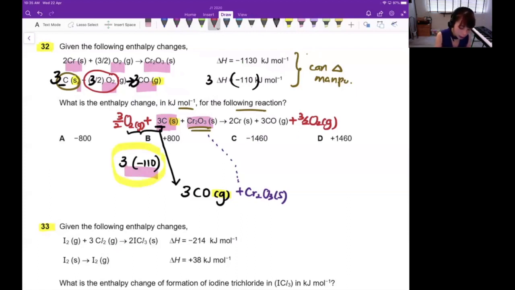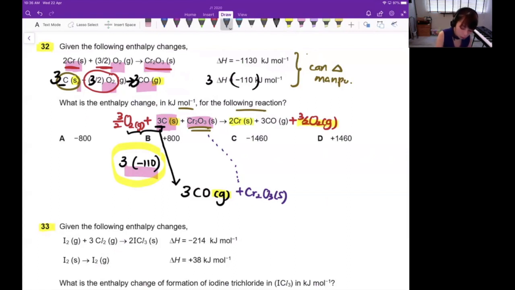Right, now the other equation that we have is 2 chromium plus 3/2 oxygen to give you your chromium oxide. Now, when one side is balanced, you see that it is very easy. You just need to point. Can you see you have 2 chromium here and 3/2 oxygen gas?